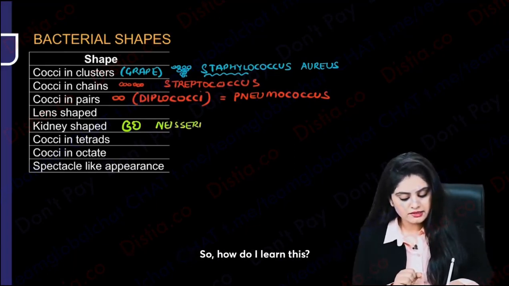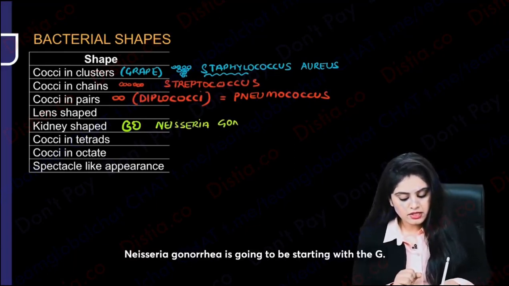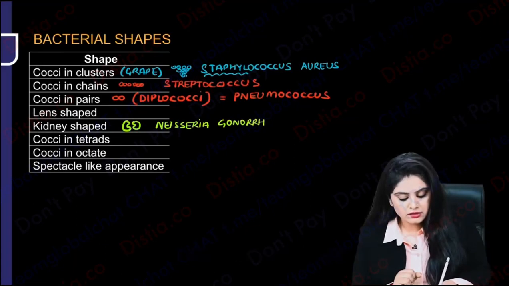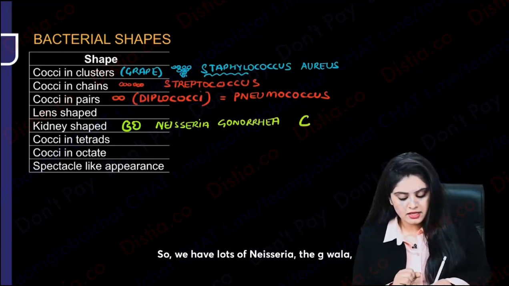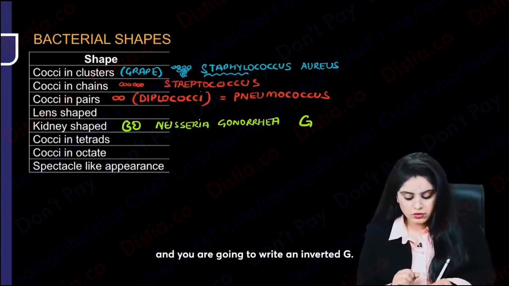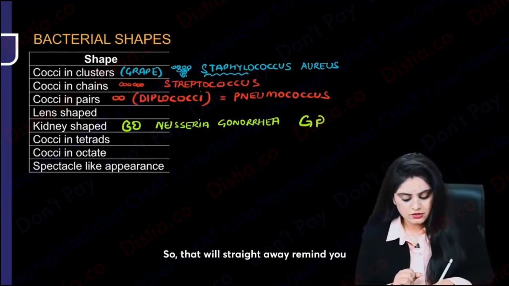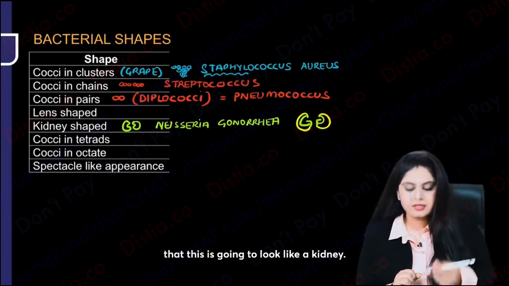So how do I learn this? I'll tell you. Neisseria gonorrhoeae is going to be starting with a G, right? So we have lots of Neisseria. The G, you're going to write a straight G and you're going to write an inverted G. So that will straight away remind you that this is going to look like a kidney.